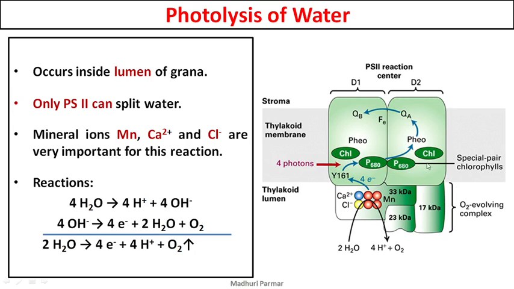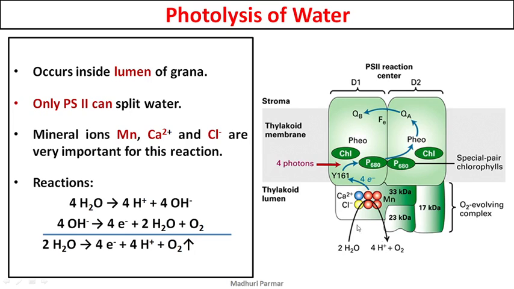Now this photosystem has a special group of proteins beneath. These are different subunits of the protein. Their weights are given: 17 kilodalton, 23 kilodalton, 33 kilodalton. So 3 or more subunits of such proteins come together and form the oxygen evolving complex. The oxygen evolving complex is the complex which will release oxygen.